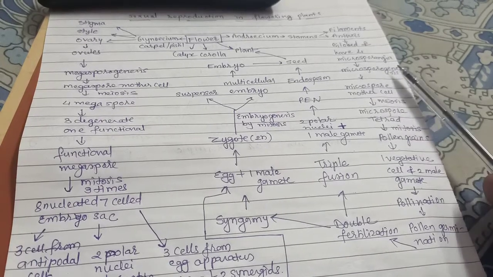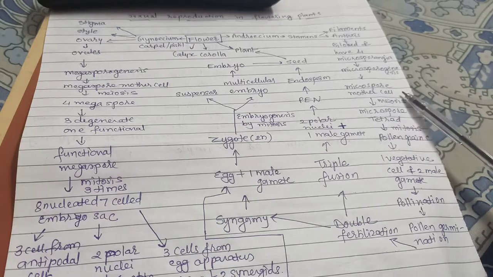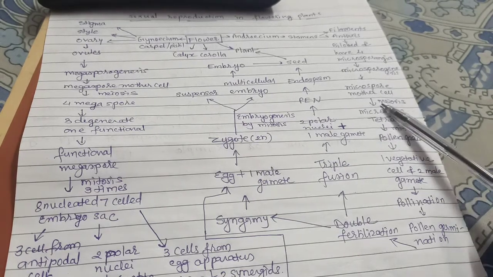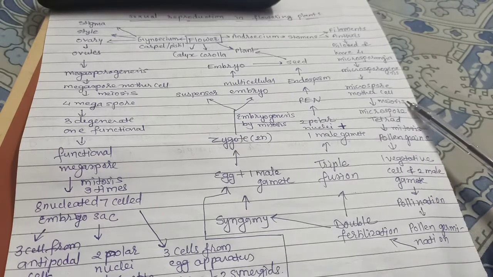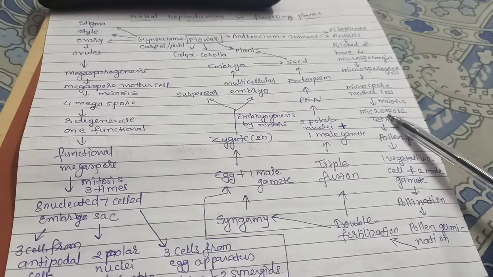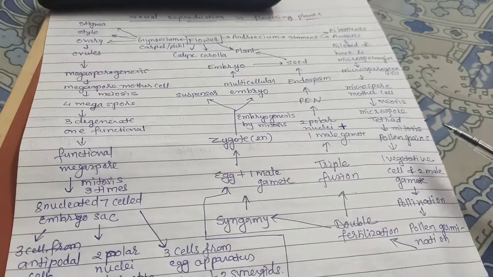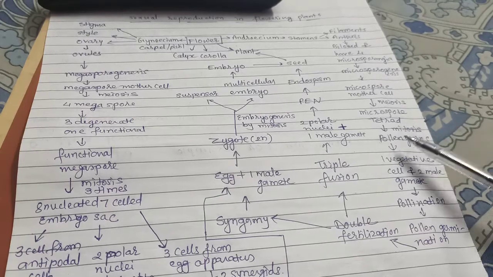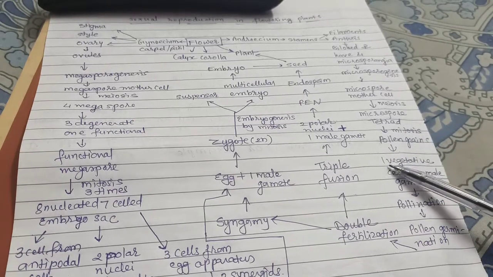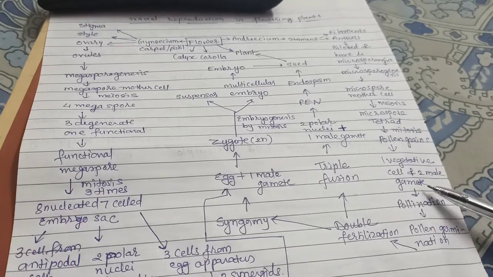In microsporogenesis, microspore mother cells are present. This microspore mother cell is divided by meiosis or reduction division. It forms microspore tetrads. These microspore tetrads become the microspore or pollen grain, which is divided by mitosis. It forms one vegetative cell and two male gametes.